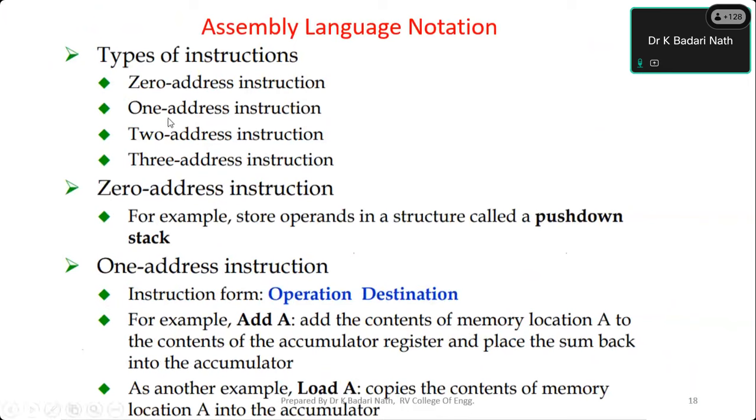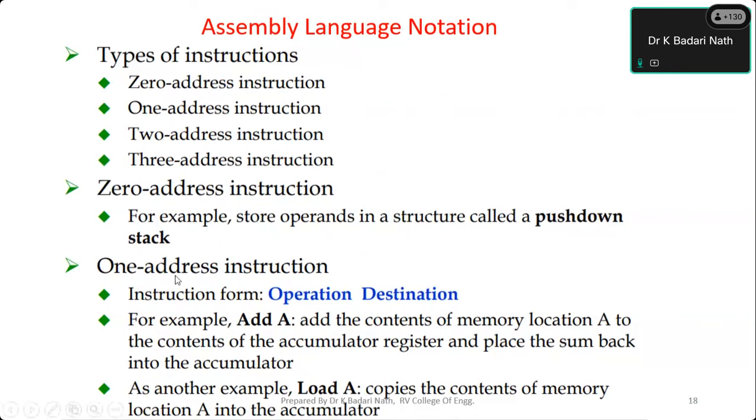Now we will go to the types of instructions supported by the processor. There are types of instructions available: zero address instructions, one address instruction, two address instruction, three address instruction. Zero address instructions are very rarely used. It's not required, so let's not refer to that.